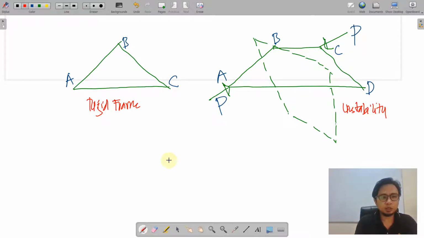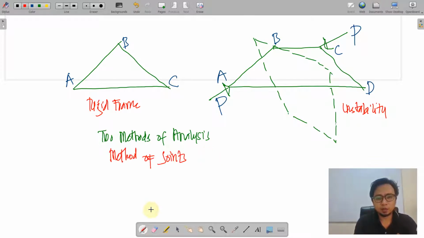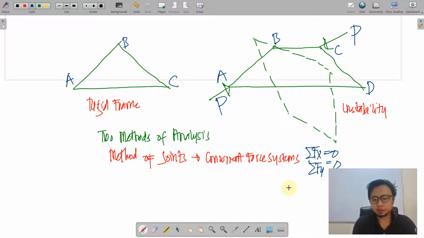So there are two methods of analysis. We have the method of joints, which applies the principles of concurrent force systems. Therefore, we are just limited to summation of forces x equal to 0 and summation of forces y equal to 0, because we do not have any distances, because the forces are concurrent to each other at a certain joint. So the principle is isolation of joints.